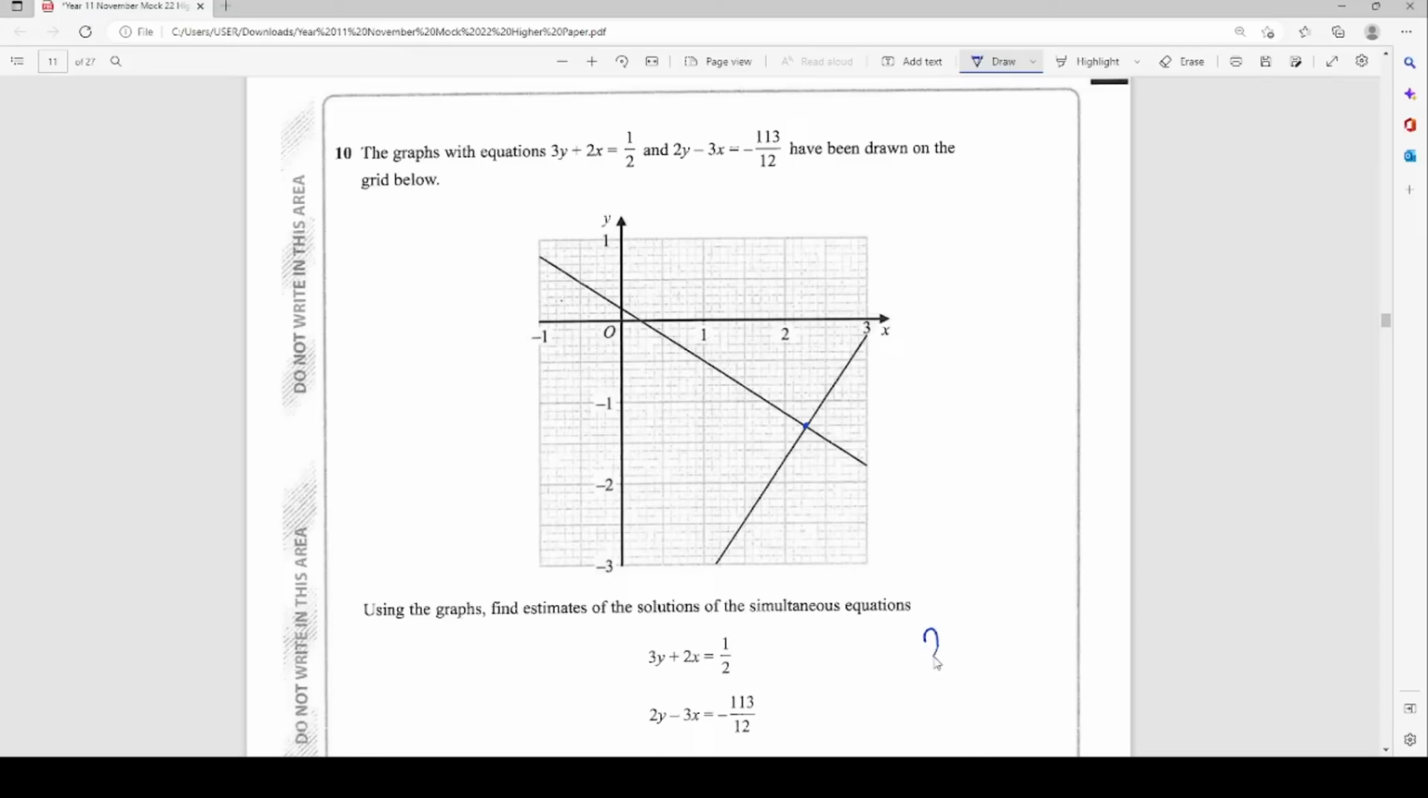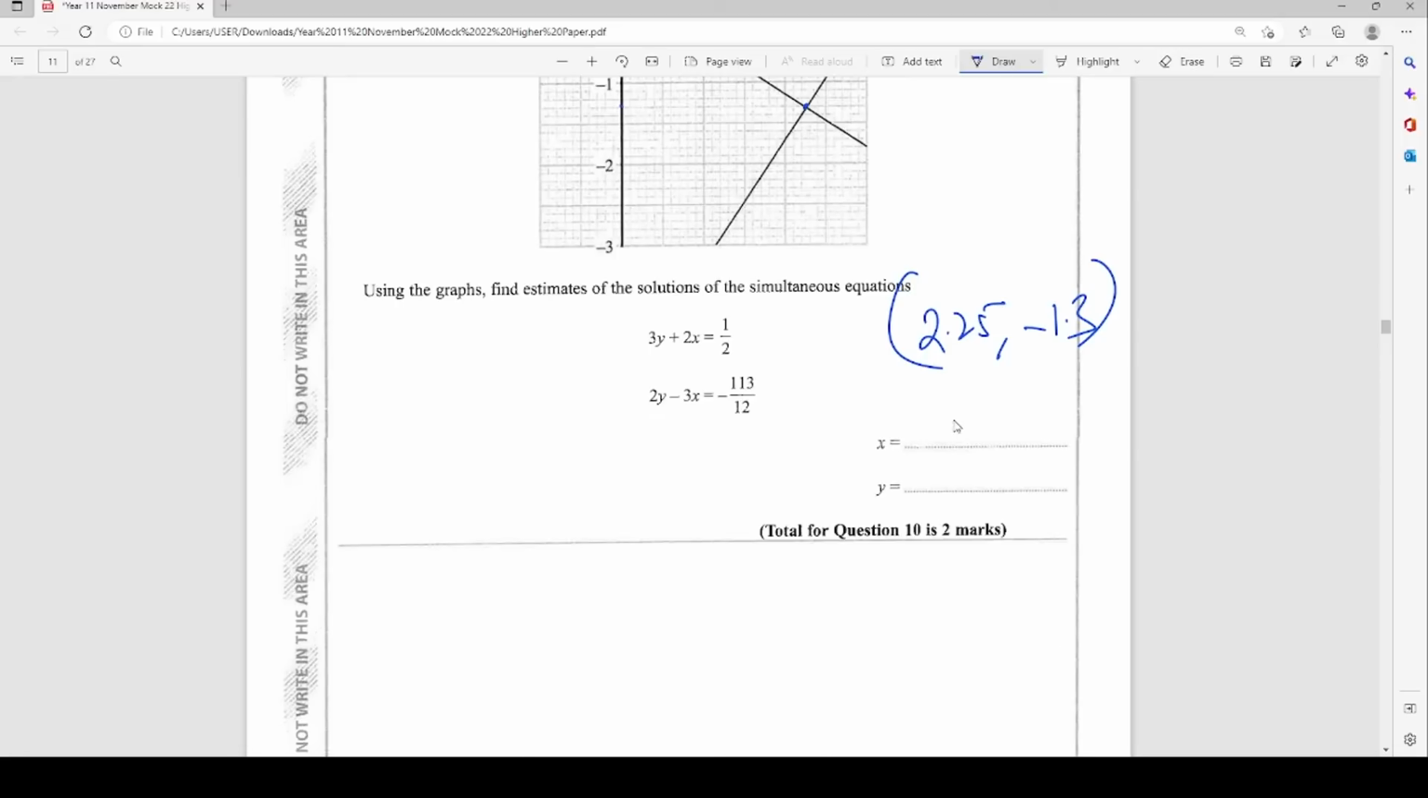So I will just go for 2.25 as the x coordinate, and the y coordinate is going to be, 1, 1.1, 1.2, 1.3, negative 1.3, negative 1.4. So I will just write negative 1.3. So that's what my answer is.